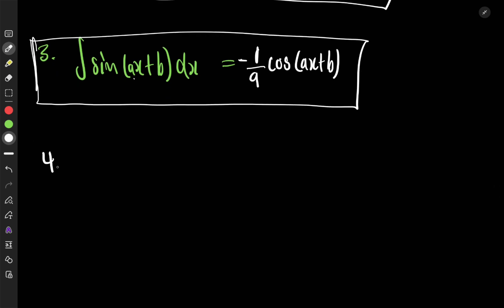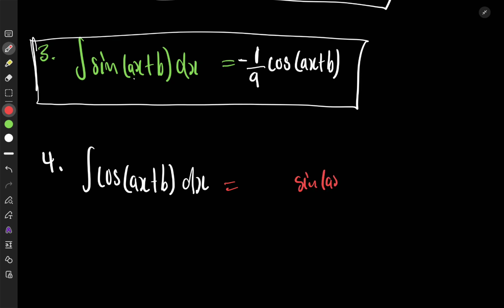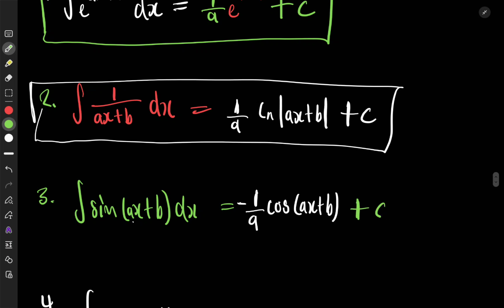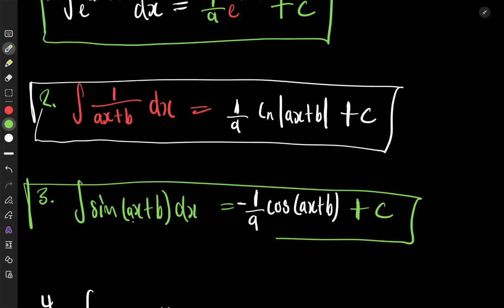Then we go to 4. We integrate cos. Remember, to differentiate cos, we know it changes to negative sine. But to integrate, it stays the same, so it stays as a sine. So this is going to be sine of ax plus b. The inside doesn't change. But then you divide by the derivative, so it'll be 1 over a. But remember to put your constant of integration c, okay?